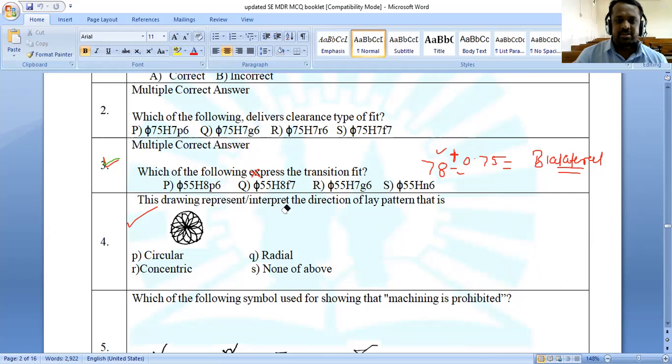The drawing represents the direction of lay pattern. Which type of pattern is this figure showing? Radial. Okay, it is the radial.